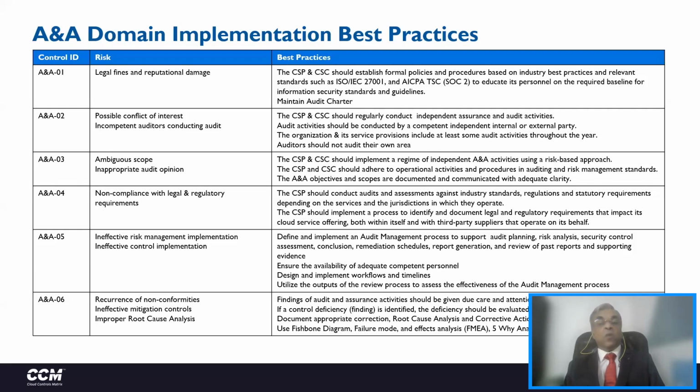Now, coming to the second control, the risk involved in not implementing it is conflict of interest and incompetent auditors conducting the audit. Here, the auditor who is auditing the area should not be involved in the implementation of the control. So he should be an independent person and he should have relevant qualifications to conduct the audit. So the best practice is that the CSP and CSC should regularly conduct independent assurance and audit activities. Audit activities should be conducted by competent independent internal or external auditors.